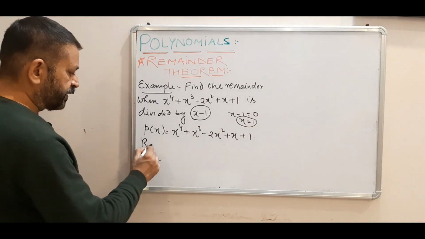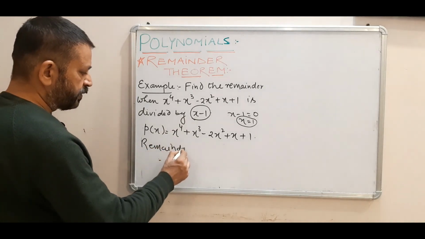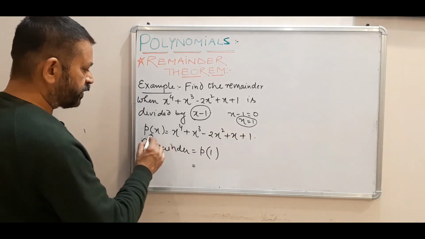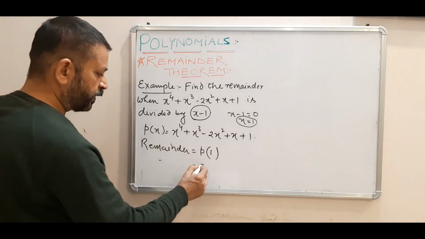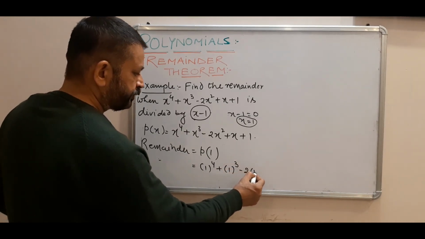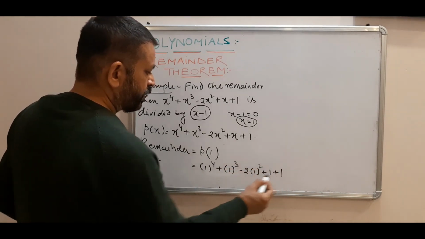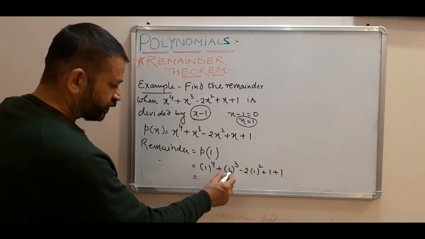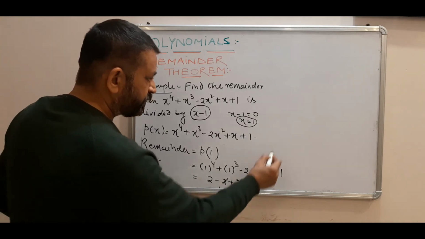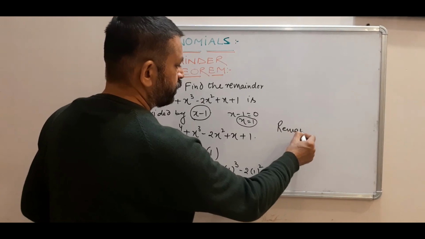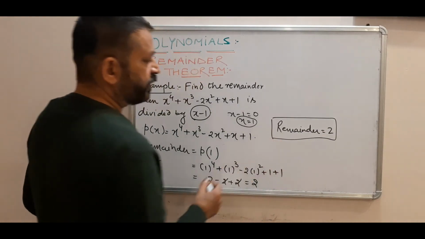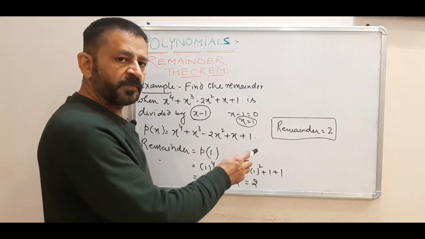So now as per the remainder theorem, the remainder will be P1, right? So what is P1? We'll put in this Px, x equals 1. So everywhere in place of x, we will put 1. One to the power 4 plus 1, 2 minus 2 plus 2. So 2 got cancelled. So this is 2. So the remainder is 2. So this is how we are going to apply the remainder theorem. So this is all about the remainder theorem.